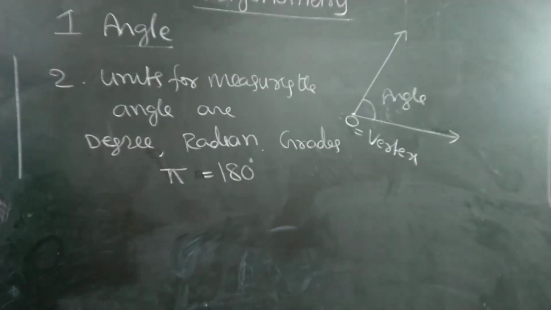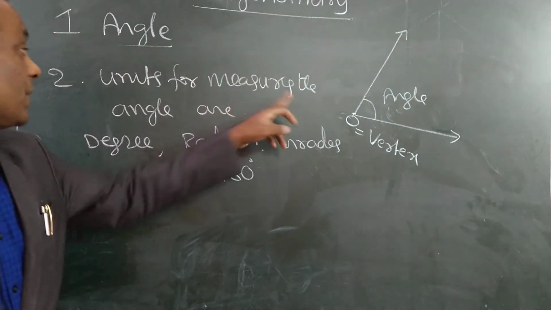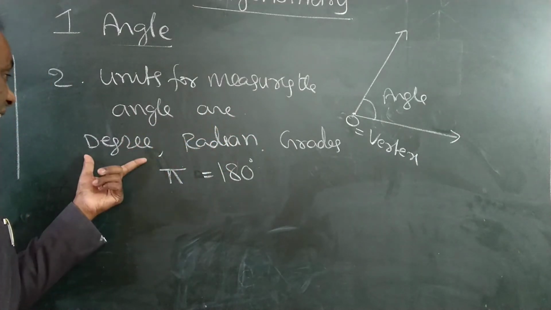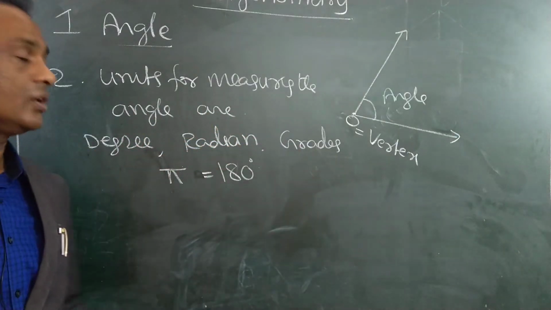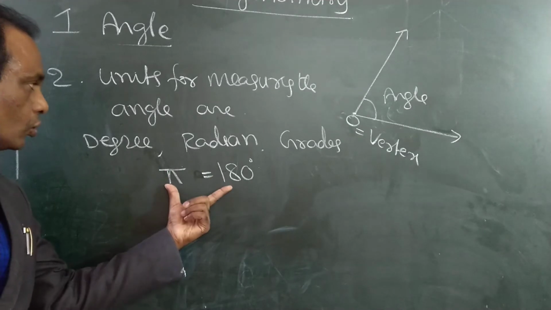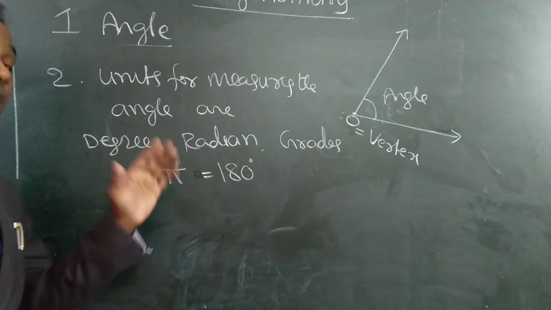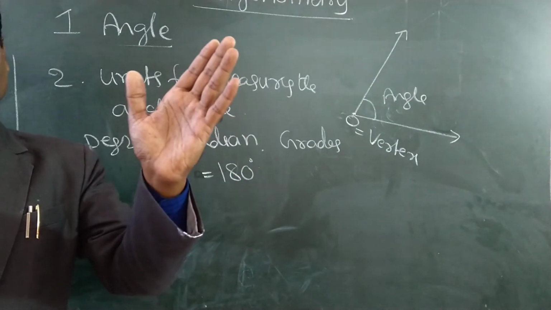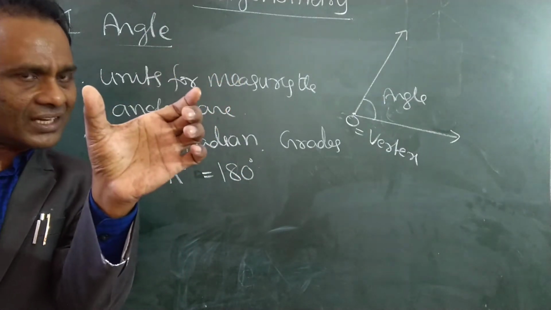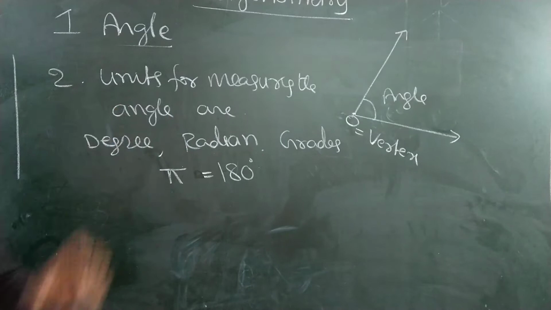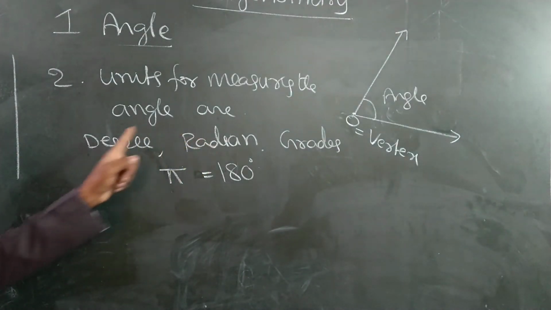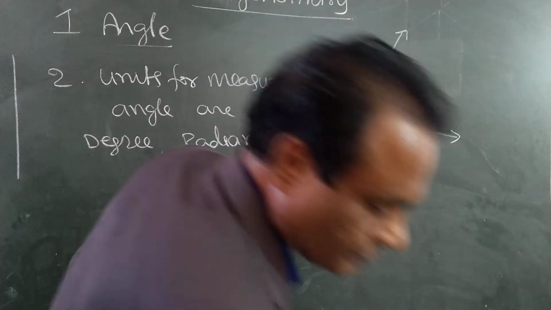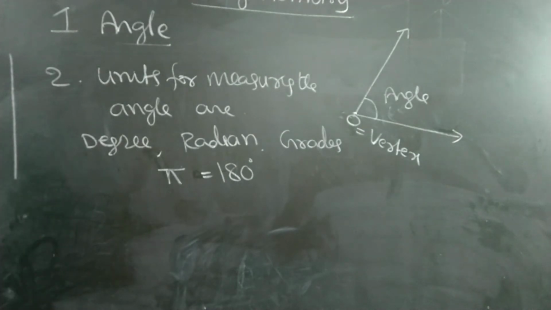Write down this as the second point. Units for measuring the angle are degree, radian, grades, but we are discussing these two. The relationship between these two is like 1 meter equals 100 centimeters, we have that conversion, no? Same way, 1 radian is equal to 100 degrees.